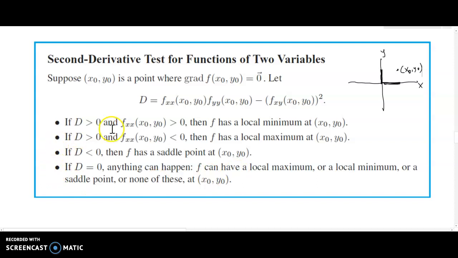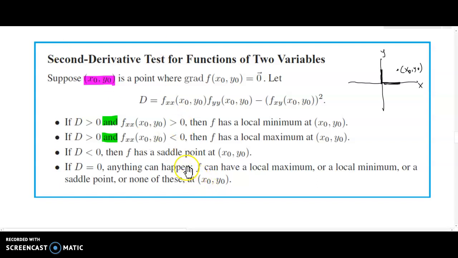If D is bigger than 0 and the partial with respect to x is bigger than 0 at that point, then f has a local minimum at x naught, y naught. If D is bigger than 0 and the partial is less than 0 with respect to x, then f has a local maximum at that point. If D is less than 0, there's no other additional constraint. We can say f has a saddle point at x naught, y naught. And if D equals 0, I love this, anything can happen. We don't really know from the test itself whether that point, x naught, y naught, is a minimum or maximum or neither.